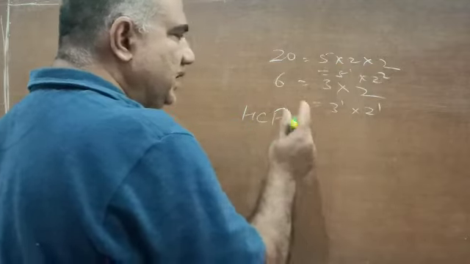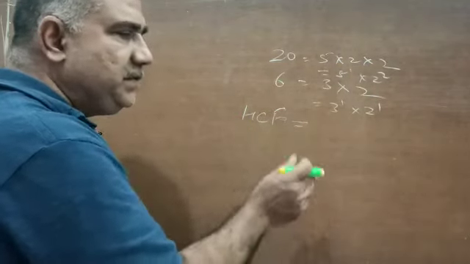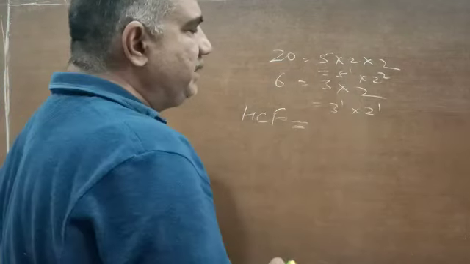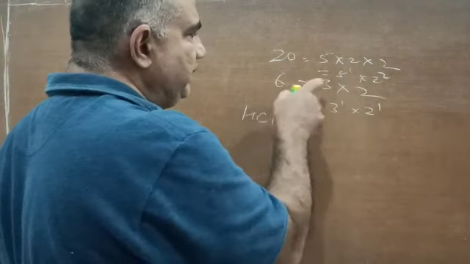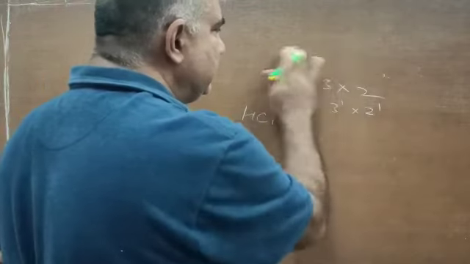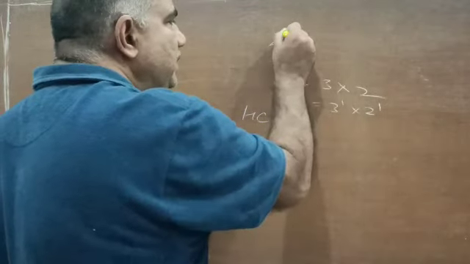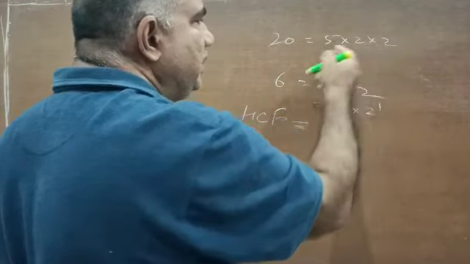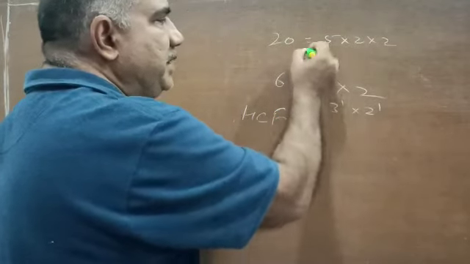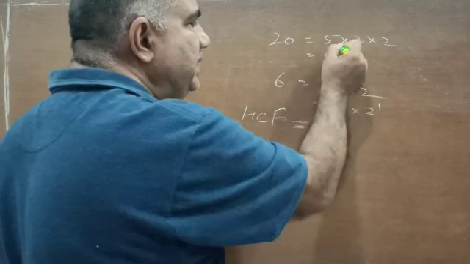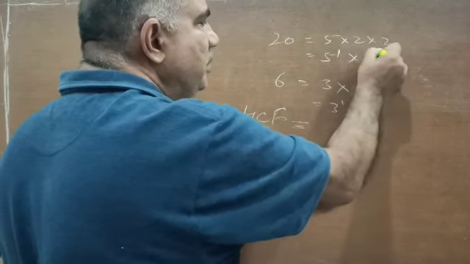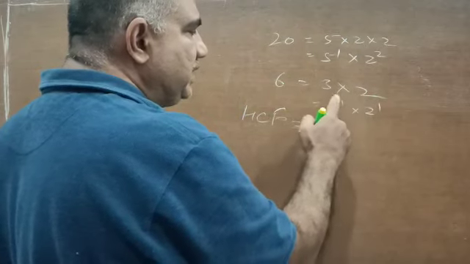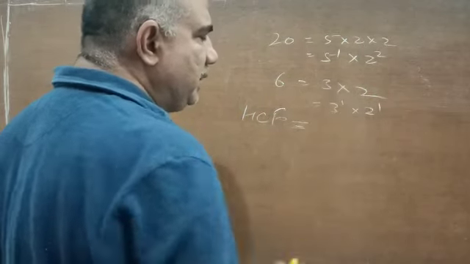So now the algorithm of finding out HCF of the given two numbers is that you pick up only the common factors. So see, factors of 6, let me write, otherwise it will be ambiguous for you. 20 can be written as 5 into 2 into 2. This is the product of the prime factors of 20. Now this can further be written as 5 raised to power 1, 2 raised to power 2. And 6 can be written as 3 into 2, and this can be written as 3 raised to power 1 and 2 raised to power 1.